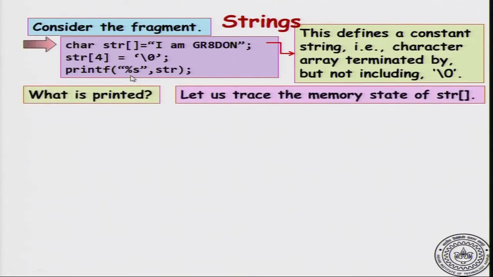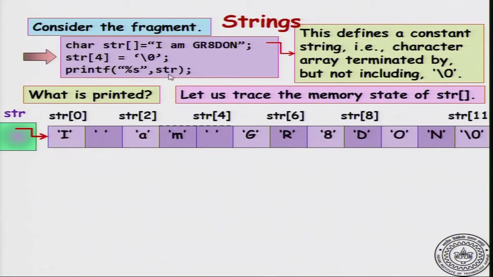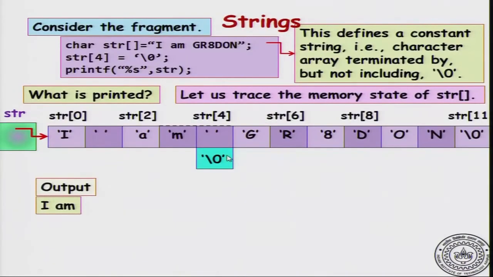Let us see what happens here. I declare the array and initialize it using a string constant, so it has all these letters followed by a null at the end. Then when I set str[4] equal to null, it goes to the 4th location in the array and changes that to null. There was a space there before, but now you insert a null character there. After the null character there are other non-null characters and then a second null. So, what will happen when you print? It will just print "I am" and stop there. It will not print the remaining characters.